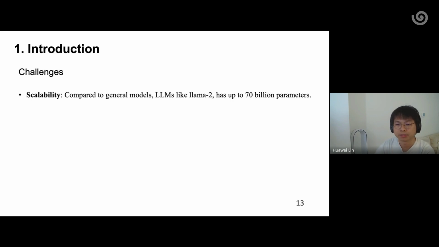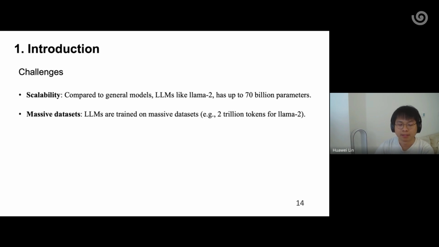Now we can conclude our challenges for influence estimation in large language model. First issue is scalability. It is a significant challenge when dealing with such large models like Llama 2, which have up to 7 billion parameters. And another issue is massive training data set. For example, the Llama 2 was trained on 2 trillion tokens. Estimating the influence on such an extremely large data set is time consuming and resource intensive.